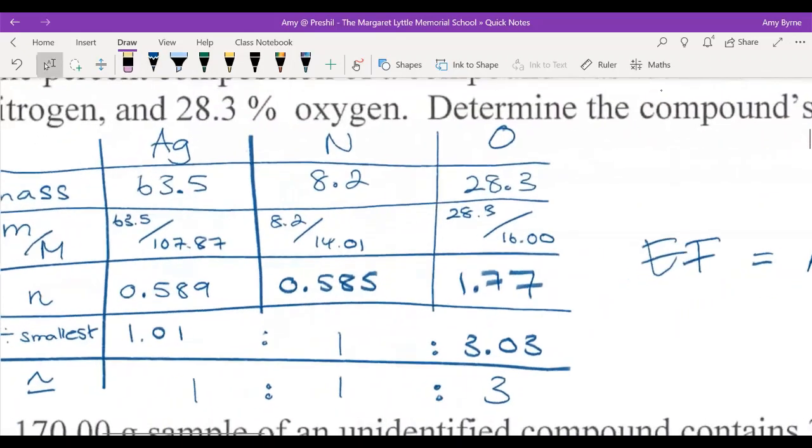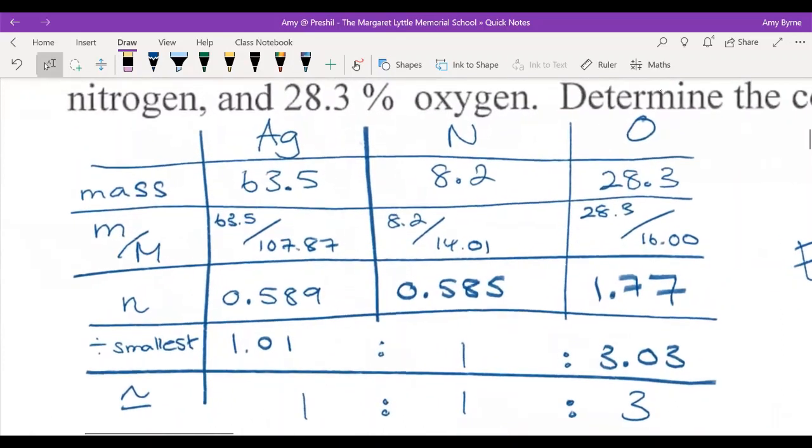Whenever you are calculating these empirical formulae, you are just replicating this table over and over again.